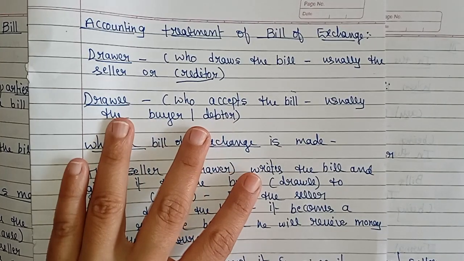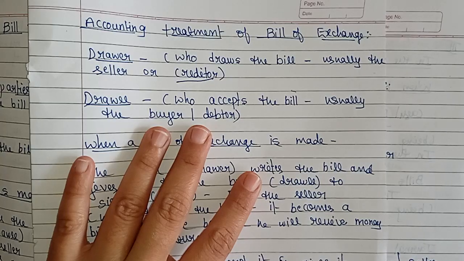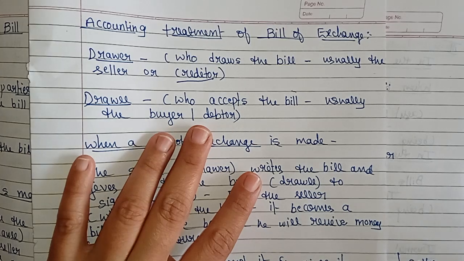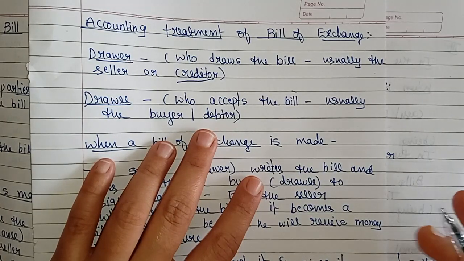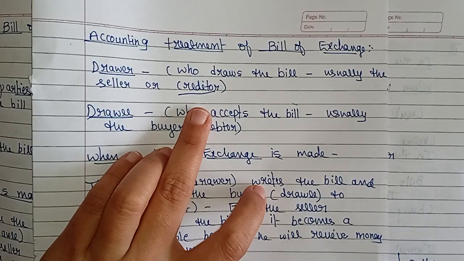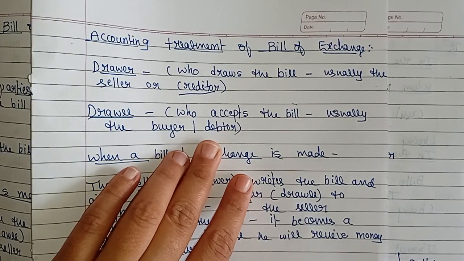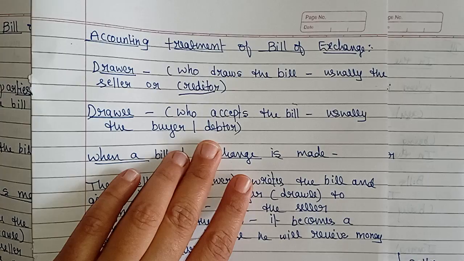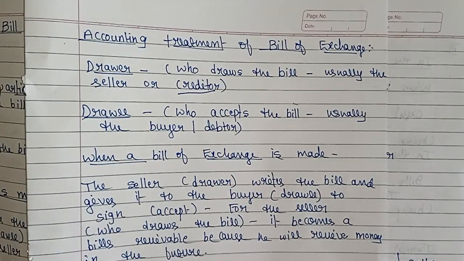Clear? And next one is drawee. Drawee means who accepts the bill. Drawer means who draws the bill. Drawee means who accepts the bill and pays the amount on a specific date. Usually the buyer or debtor. Drawee has to pay money in the future. So drawee is a debtor. Clear? Creditor means the drawer has to receive the money in the future, so he is called a creditor. And the drawee means who has to pay money in the future. So drawee is a debtor or the buyer. Clear? So these terms are clear, right?